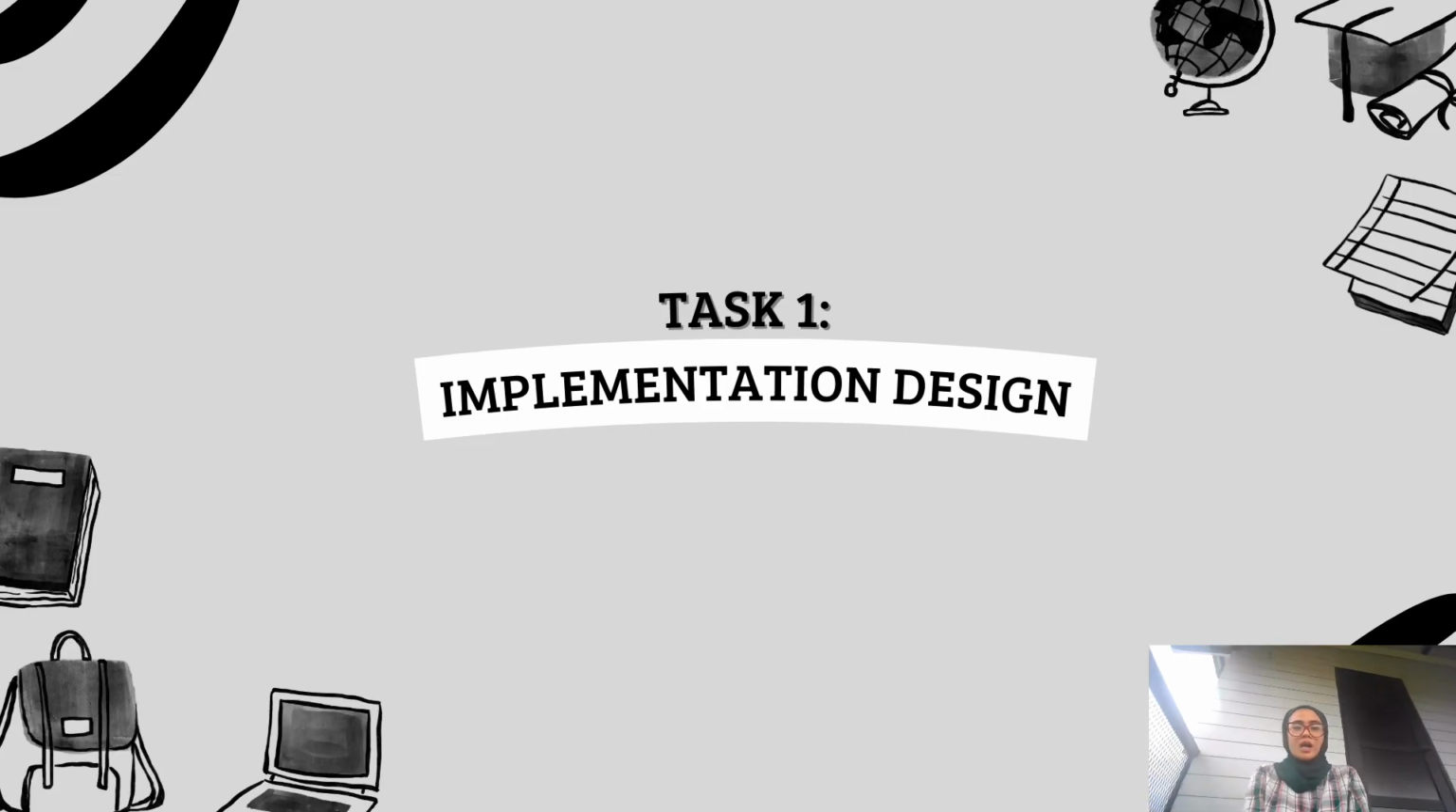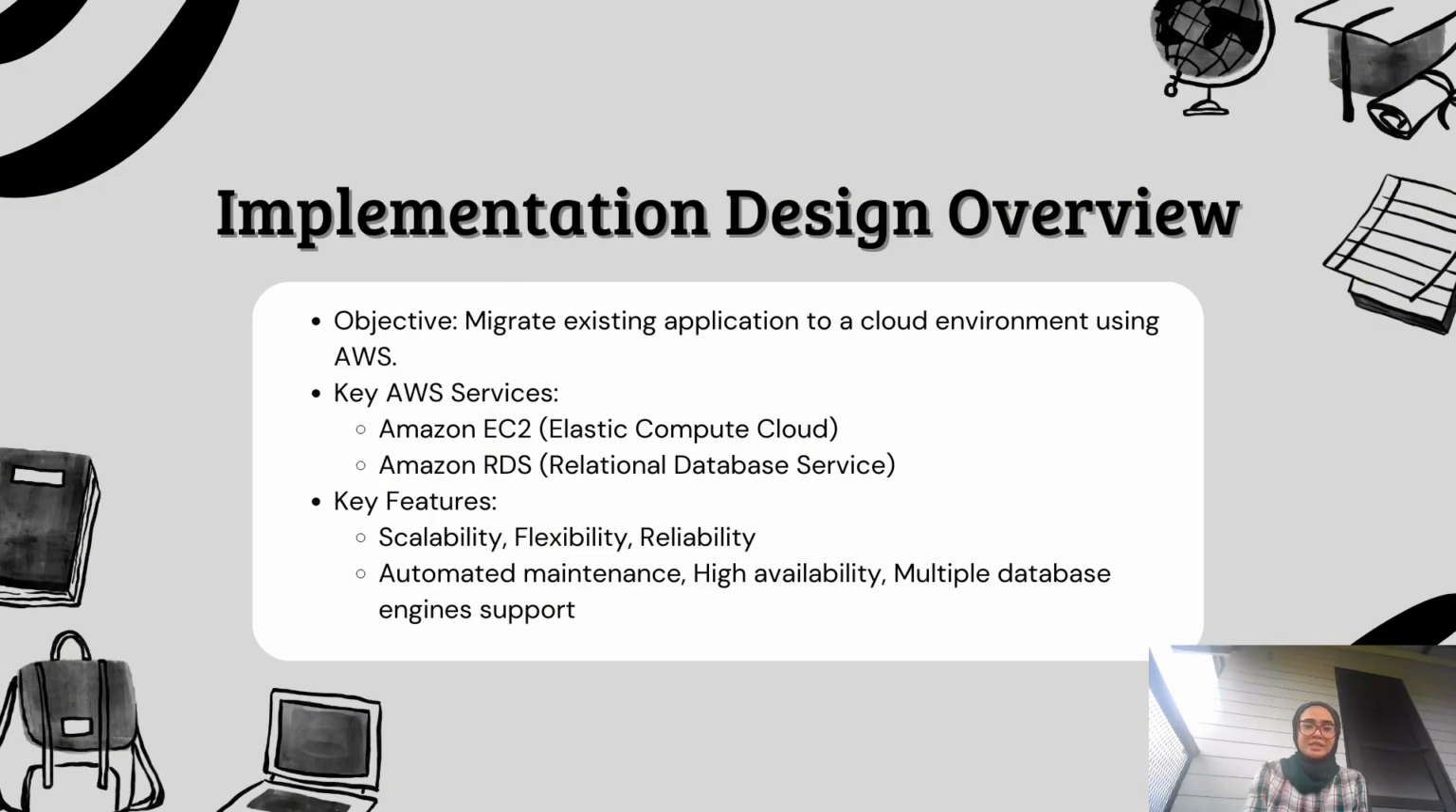Starting off for task 1, our goal was to migrate an existing application to a cloud environment using Amazon Web Services, AWS. To achieve this, we leveraged two key AWS services, which are Amazon EC2 for scalable virtual servers and Amazon RDS for managing relational databases. These services provide scalability, flexibility, and reliability, which are essential for our clients' requirements. Specifically, RDS offers automated maintenance, high availability, and supports multiple database engines like MySQL, PostgreSQL, and Oracle.